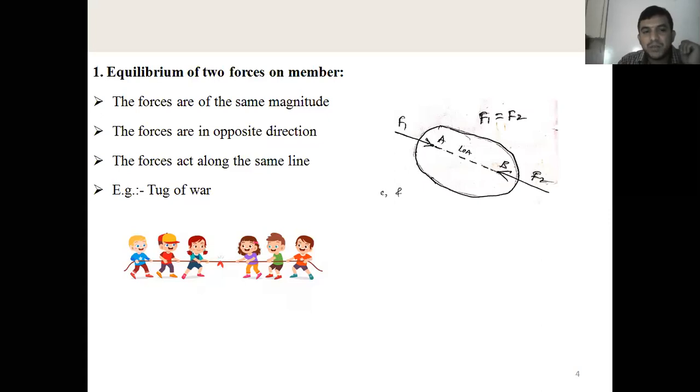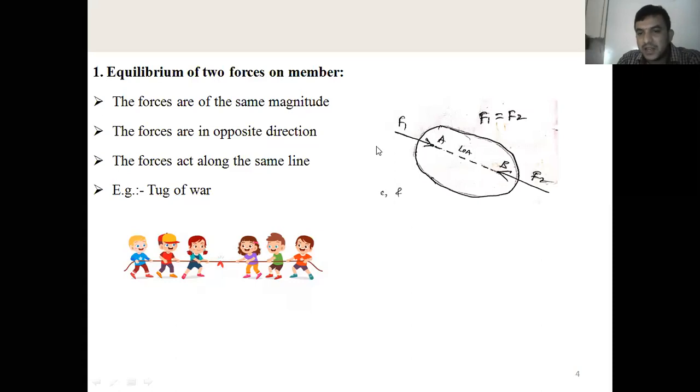Again, how do you remember here? Force is what type of quantity? Vector quantity. It has both magnitude and direction. Along with that you should remember one more thing, the point of application of load. These three things you should remember. When a member is subject to two forces, the forces are of the same magnitude. The magnitude should be same.